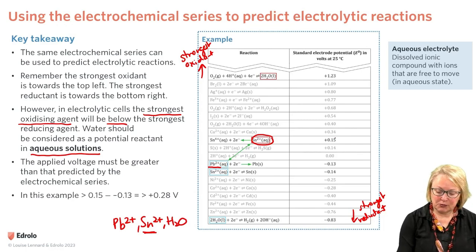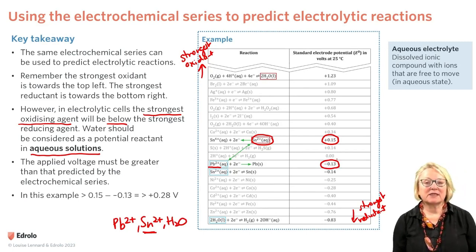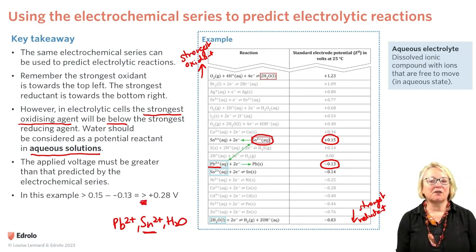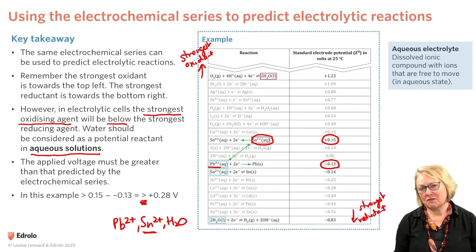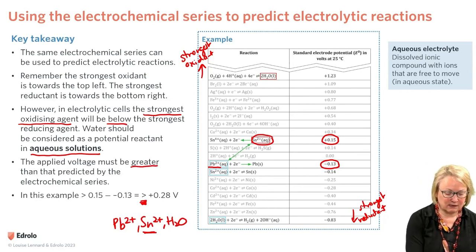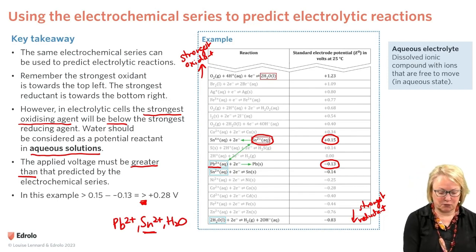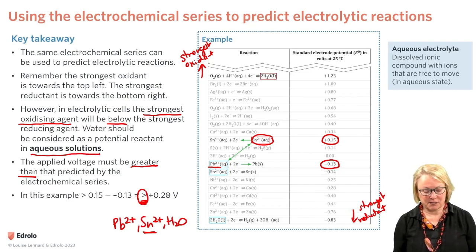Now, we take the E0 of the top reaction and we subtract the E0 of the bottom reaction. So that's 0.28 volts, but we need more than that for the applied voltage to account for internal resistance in the cell. So the applied voltage must be greater than what's predicted by the electrochemical series. So we have a greater than sign plus 0.28 volts.